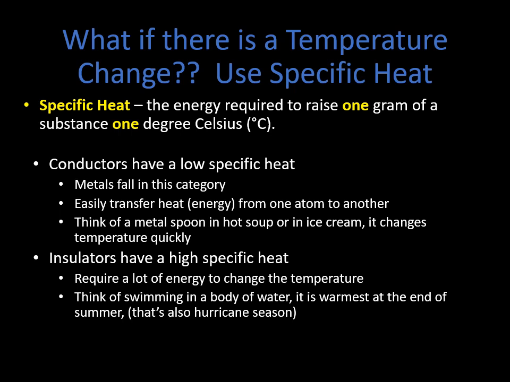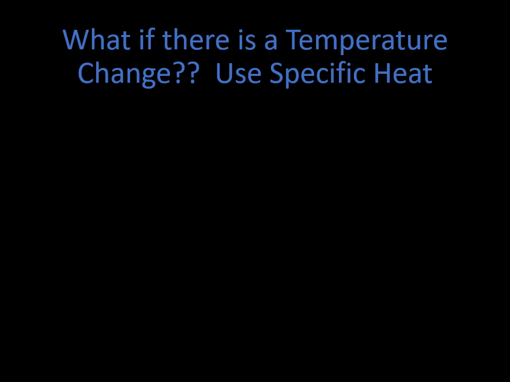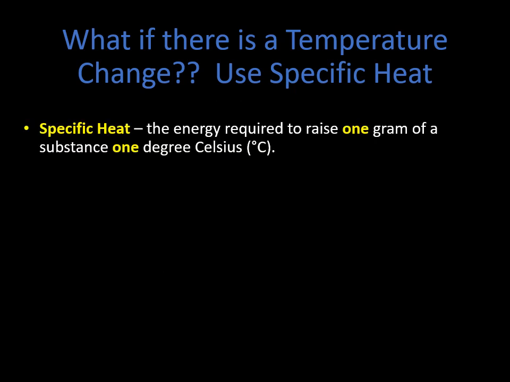So there's a little background for you, but the main thing to take from this is that insulators have a high specific heat. Water is a great example. Metals have a low specific heat, and those are your conductors. So again, specific heat is the energy required to raise 1 gram of a substance 1 degree Celsius.